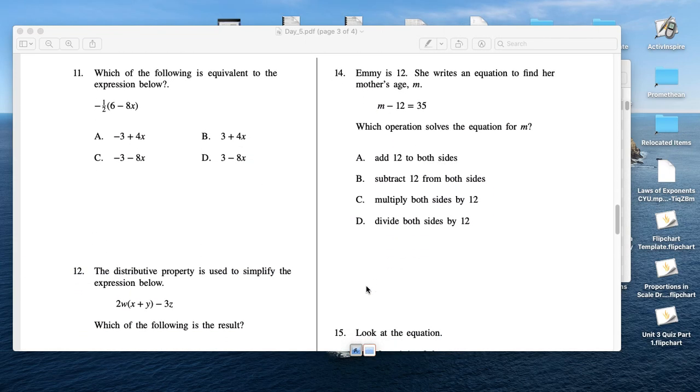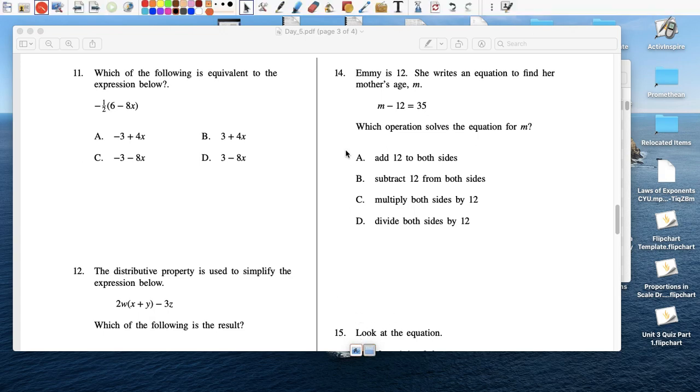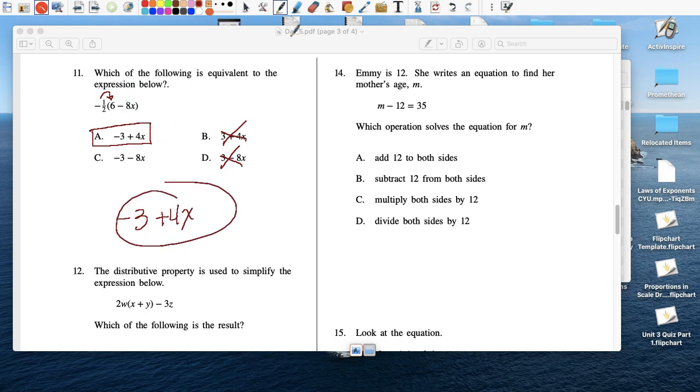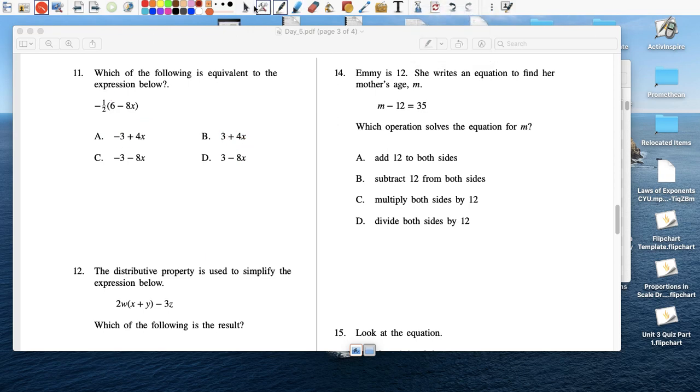11. Which of the following is equivalent to the expression below? Again, a negative times a positive is a negative, so my first term should be negative. That automatically disqualifies this one and this one. Negative a half times 6 is negative 3, and then negative times a negative is a positive, and half of 8 is 4, so that leaves me with plus 4x. If you use the distributive property, this is what you would get.